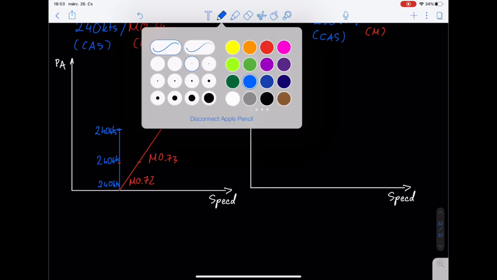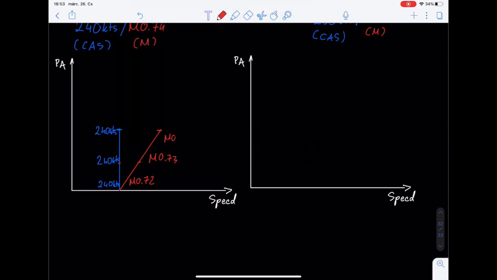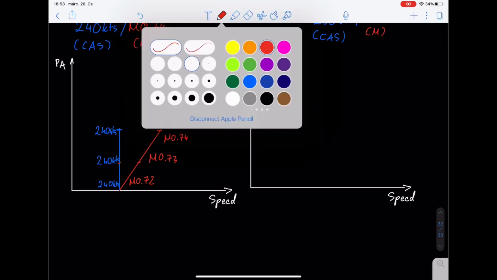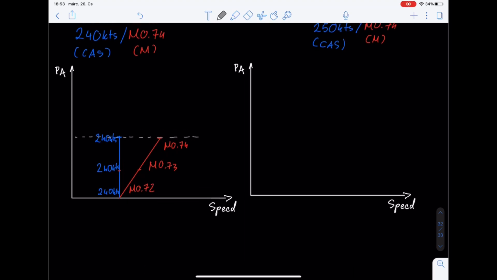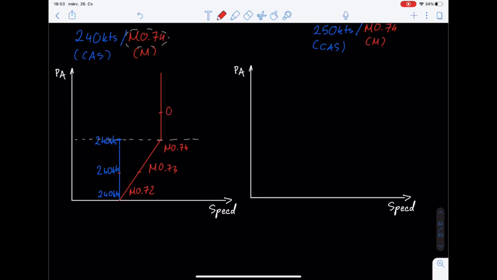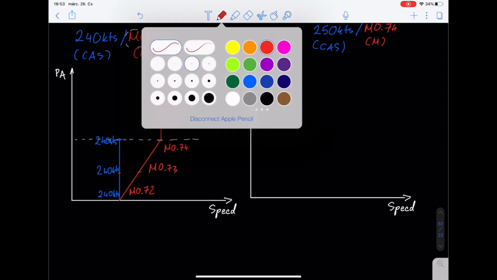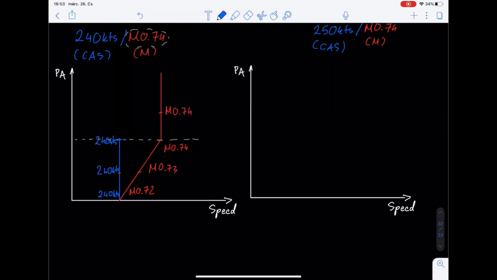we reach at this point the Mach 0.74. Okay, so at this point, because with the constant calibrated airspeed of 240 knots I have reached the 0.74 Mach number, I'm going to change over to maintaining a constant Mach number. So from this point, I'm climbing with Mach 0.74. And what happens to my calibrated airspeed, of course, is it's going to start to decrease.